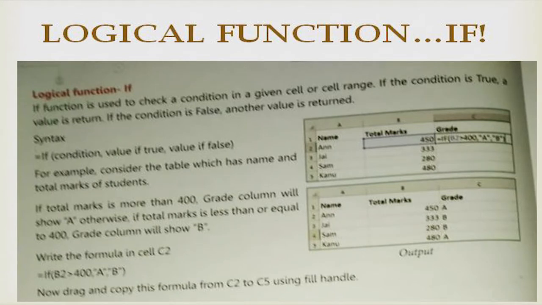So in grade we are writing equal to IF of B2. B2 means the first student's total marks, 450. So if B2 is greater than or equal to 400, comma, then in double quotation we write A, else it should write B. Now drag and copy the formula from C2 to C5. Let us have a look at a video, then you will get a better understanding.